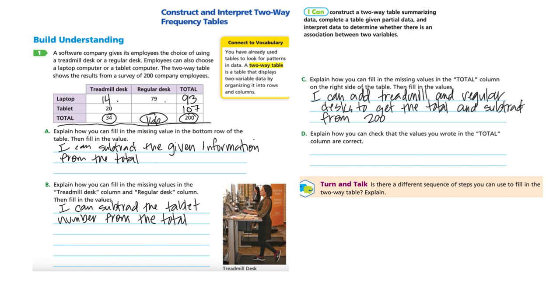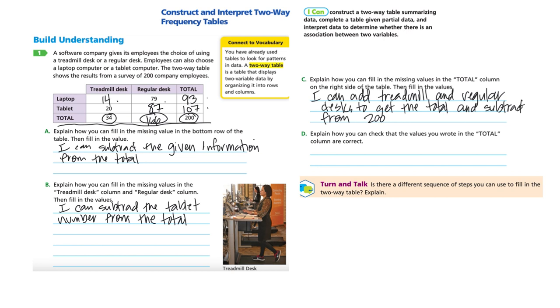So then D, explain how you can check the values you wrote in the total column are correct. So I want to know, does 193 plus 107 equal 200? Yes, it does. And I just realized that I forgot to, for B, fill in the regular desk. And so again, you would subtract the 166 minus 79, and that would give me 87. So now it's all filled in.